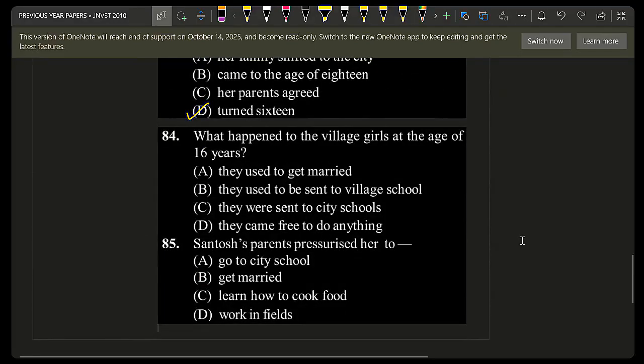What happened to the village girls at the age of 16 years? They used to get married, yes, and other options. They used to be sent to village school, no. They were sent to city schools, no. They came free to do anything, no. So when the girls in their village turned 16, they used to get married. Option A, mentioned in the passage. So 85. Santosh's parents pressurized her to go to city school, get married, learn how to cook food, work in fields. So it is option B, get married.